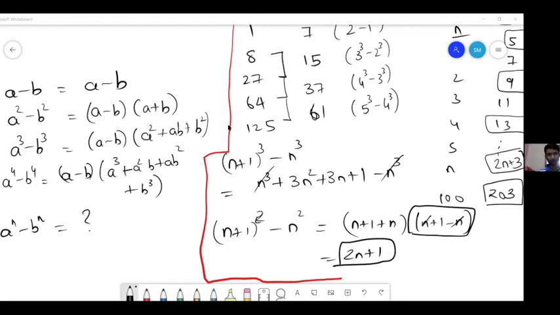Right. No, this a to the power of 4 minus b to the power of 4, the formula, we don't get it. Not correct, huh? That is not correct. No. Okay, wait, ma'am. So it is not correct. There has to be one more term. Is it? So, no, no, no.